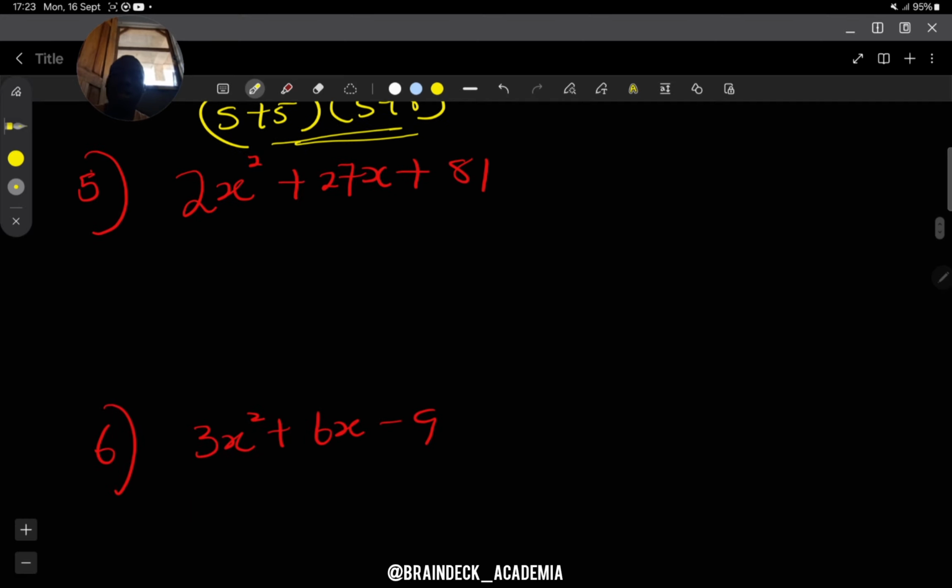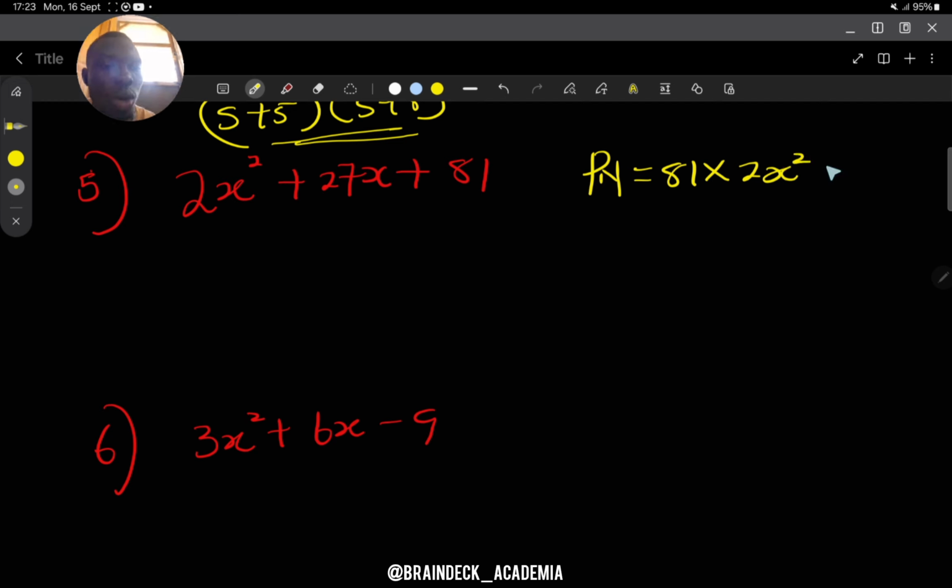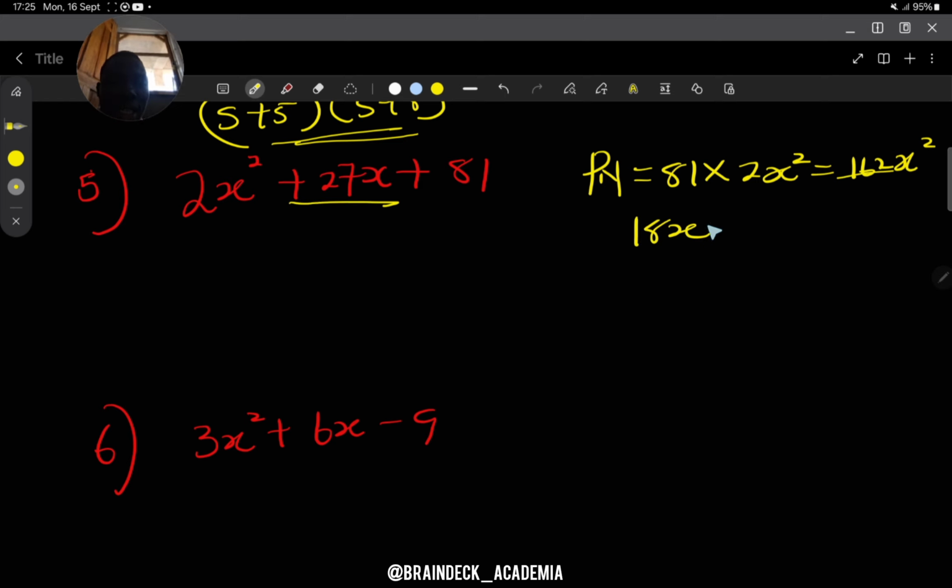Number 5. Now look at this number 5. Number 5 is a bit different from what we've been doing so far. Our Pn here should be 81 times 2x squared. This will give us a total of 162x squared. So now we're looking for two numbers that if we add them give us 27, and if we multiply them give us 162. So that is 18x plus 9x. Plus 18x plus 9x will give me 27x. Multiplying them will give me 162x squared.